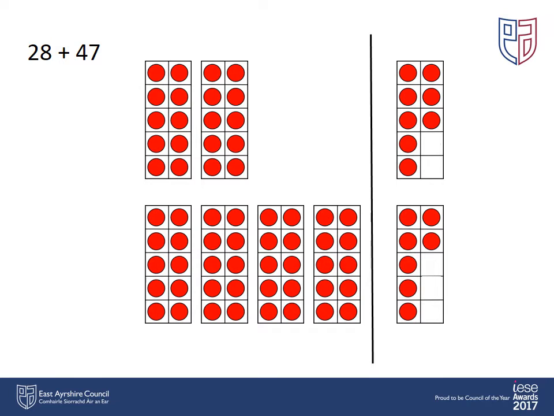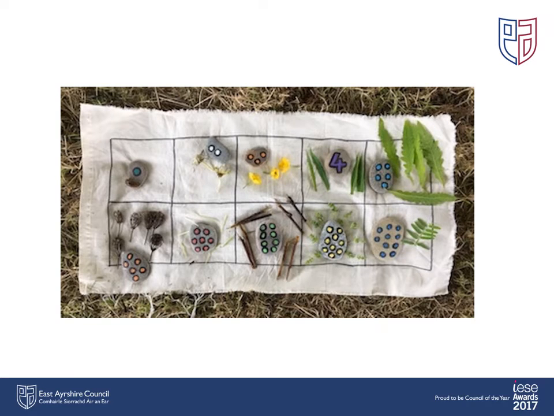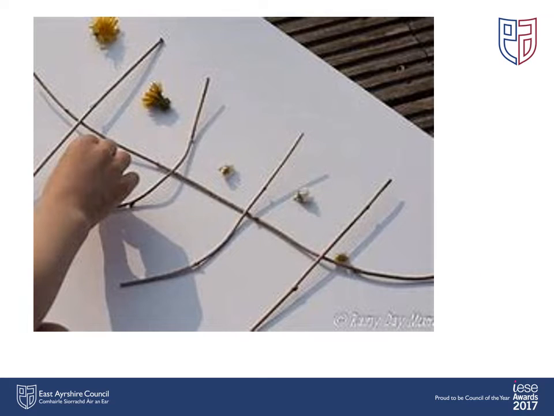The use of 10 frames as a visual aid can really help support children's addition strategies. The use of this bridging 10 concept can help with more complex calculations like this one, giving an answer of 75. Everyday items like egg boxes can be used to create 10 frames. Drawing a 10 frame on a piece of cloth makes the 10 frame portable. Or in the outdoors, we can use sticks to create 10 frames for collecting items together and counting quantities.